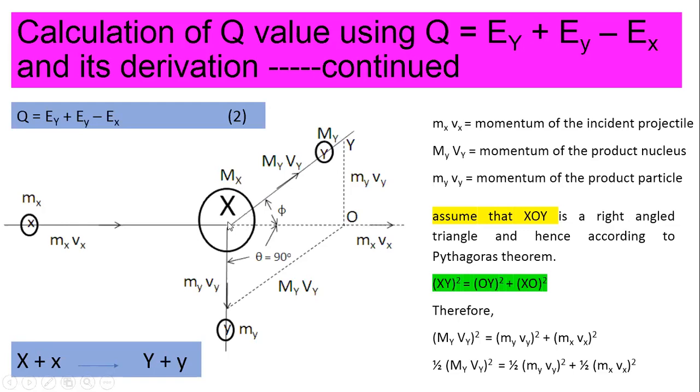Similarly, the product particle is formed moving in this direction, circled here as small y, with the mass of my, and it is moving toward this direction with the velocity of vy, so mass my, velocity vy is the momentum of the product particle. We are assuming here the product particle forms a right angle with the incident particle or the projectile. Right angle means the angle between small m and small y is 90 degrees. You can take an angle from here or here. So this is all about the representation of this nuclear reaction by using this diagram.